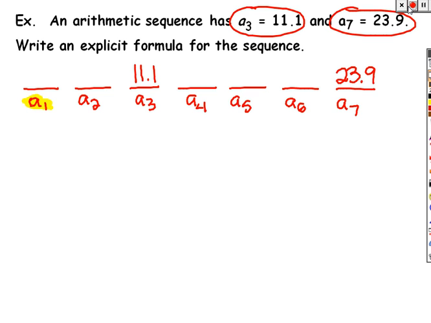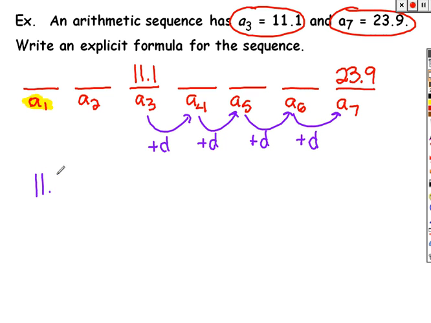Now hopefully you started by trying to find the constant difference. There's a couple different ways you could do this. You could think, well, I'm adding on some same amount, which we'll call D, every time, and I'd be adding that on 4 times to get from the third term to the seventh. So if I start at that third term, 11.1, I'd be adding on that constant difference 4 times to get to 23.9.